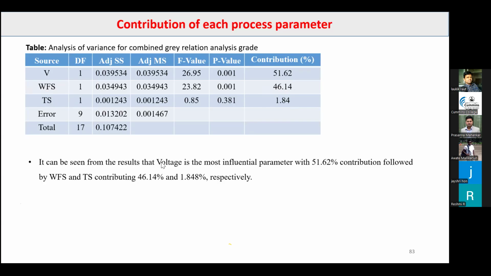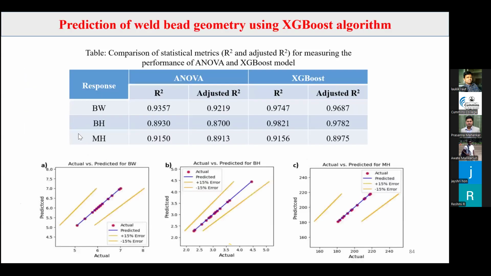It can be seen from the result that voltage is the most influential parameter with 51.62%. For wire feed speed, the contribution was 46.14, and for torque speed, it is 1.848%. After that, I have used an advanced method, that is a machine learning method. I have used the XGBoost algorithm to predict the values.